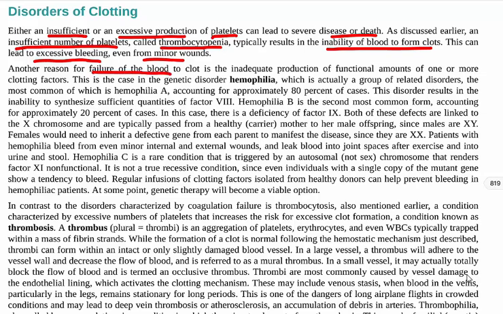Another reason for failure of the blood clot is inadequate production of the functional amounts of one or more of the clotting factors.